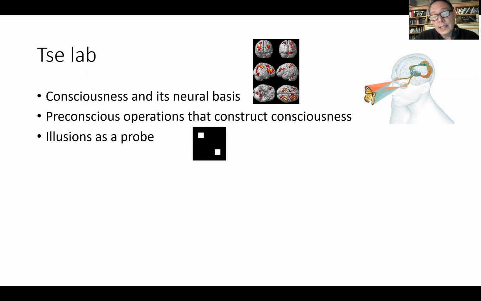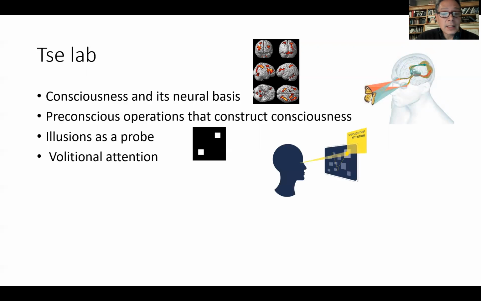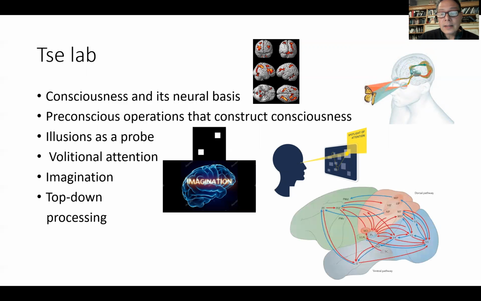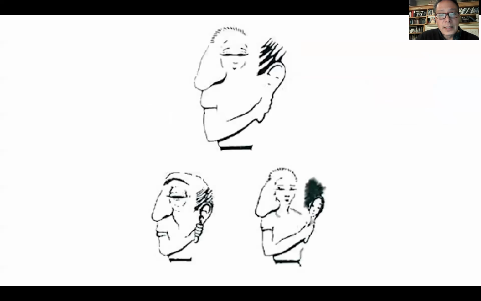We often use illusions as a probe because these are interesting mistakes that can tell us a little bit about normal processing. And we're very interested in mental operations, especially volitional attention and the ability for attention to affect how you see the world. We're also interested in the aspect of consciousness which is your internal virtual reality of your imagination. And in general, we're very focused on top-down processing. So I'll just give you an example of the kind of stuff we do.